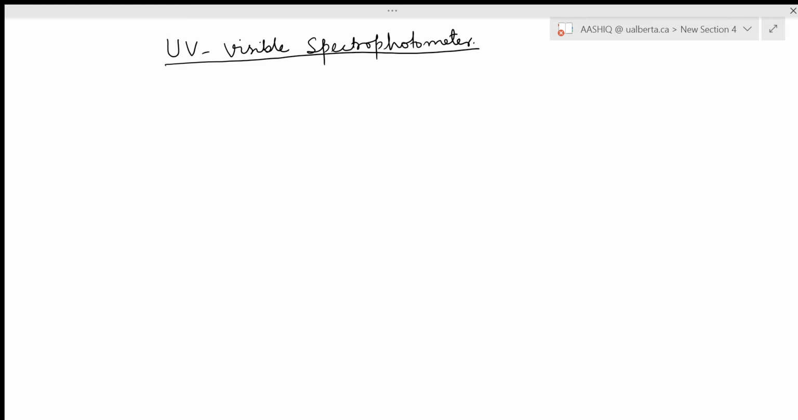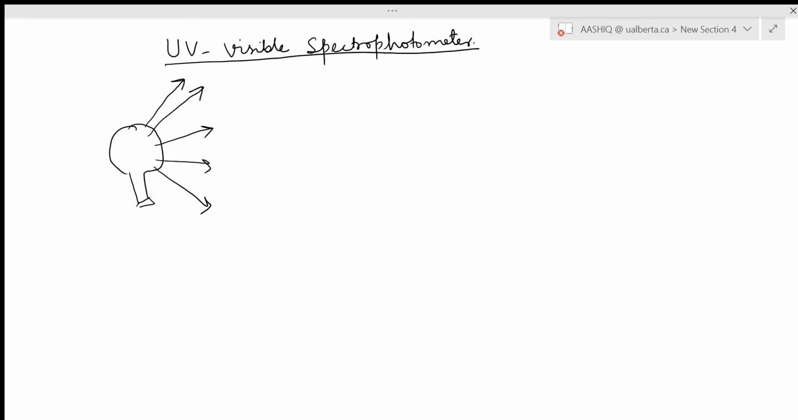So what I showed you from the diagram here, this is the source of radiation, okay? And for UV visible, the source of radiation is usually a halogen discharge lamp for UV radiations and tungsten halogen lamps for visible radiations. So this source of radiations emits radiations in all the directions, right?